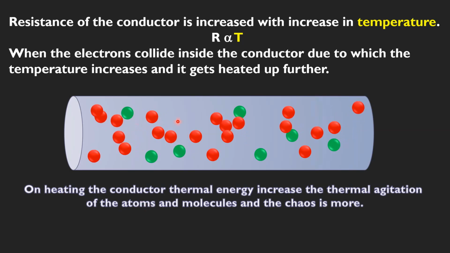Due to thermal agitation of the atoms, the electrons collide with each other, and also with the atoms and molecules present inside the conductor, and the situation is more chaotic. So the chaos is more in this case. So due to these collisions, the resistance of the conductor is more. Therefore, if an electron is moving from this end to this end, it struggles a lot to reach. Therefore, the opposition offered to the flow of electrons is very large, and hence we can say the resistance is directly connected with the temperature.